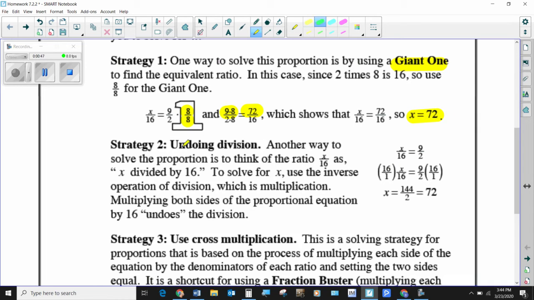The second approach that we talked about yesterday was undoing division. Since technically this is a division problem here, x divided by 16, you can undo that by multiplying both sides times 16. So it's the reversal of dividing. You multiply, the inverse operation. So x will end up being equal to 9/2 times 16. So you multiply 9 times 16, which is 72. 2 times 1 is 2, and then x ends up being equal to 72.